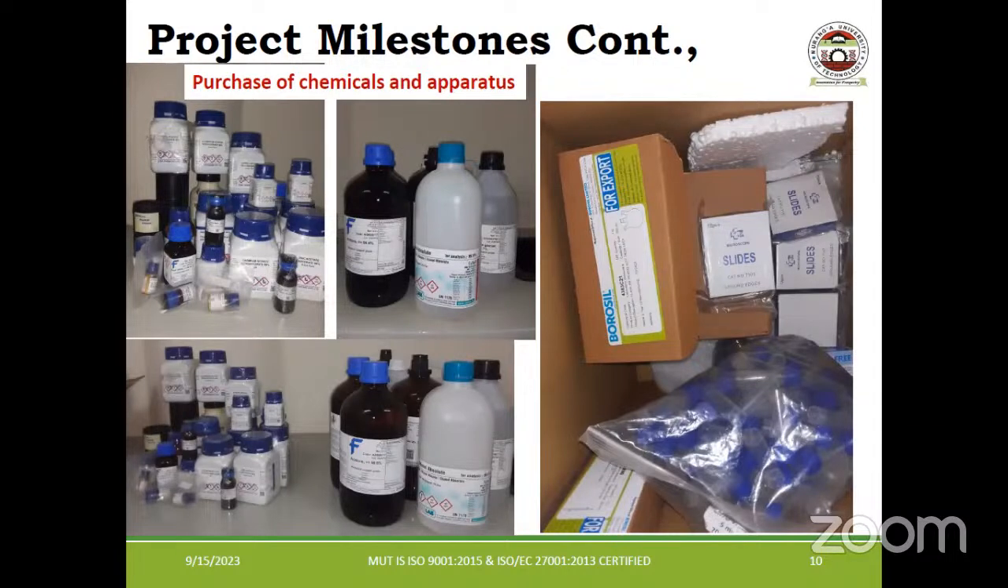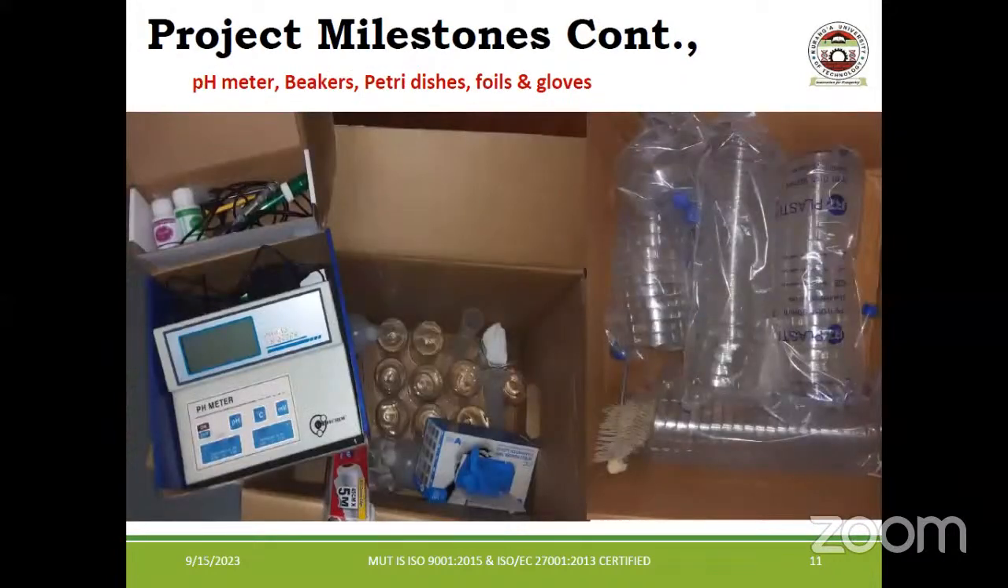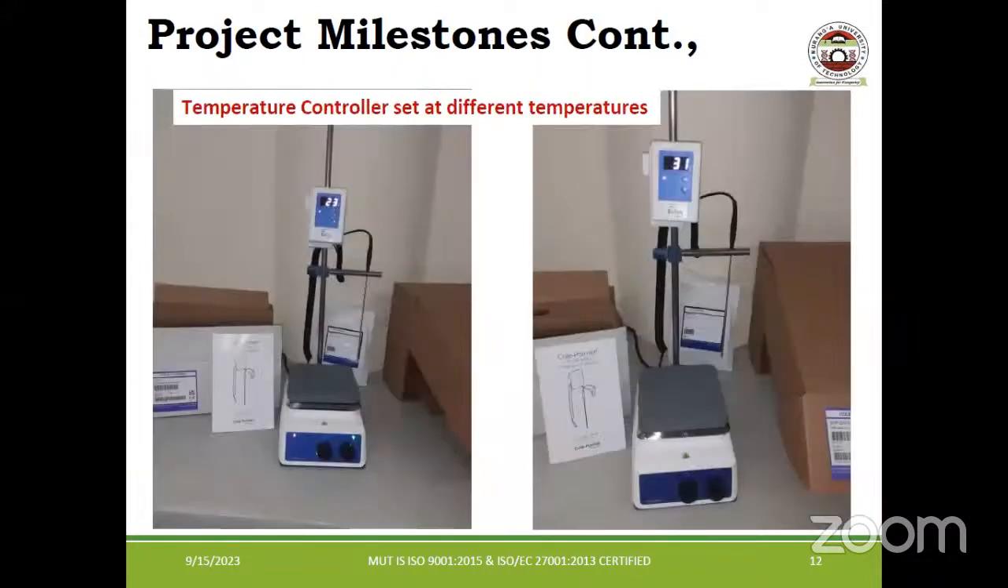The apparatus, we were able to find them in Kenya, apart from a few. Actually, one of them, like the pH meters, the beakers, the Petri dishes, were able to find them in Kenya, so it wasn't a difficult part. The temperature controller is the equipment which actually took very long time for us to get.